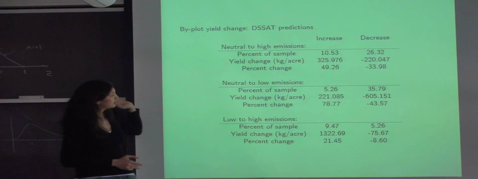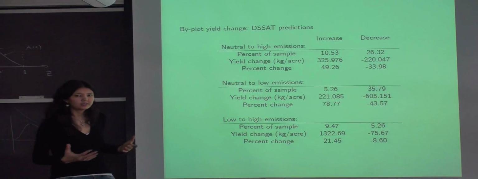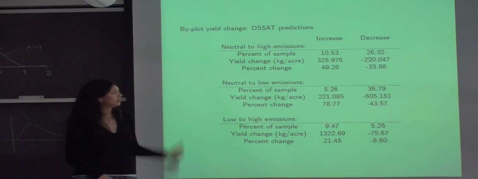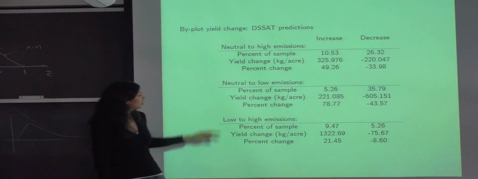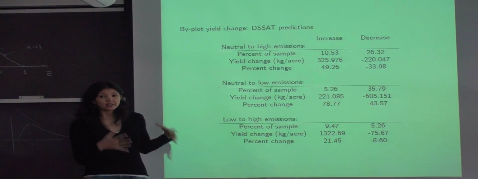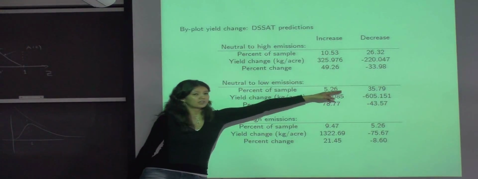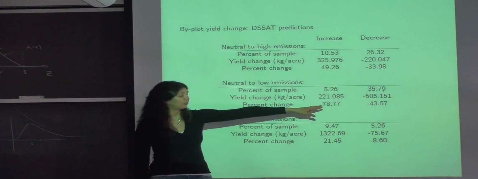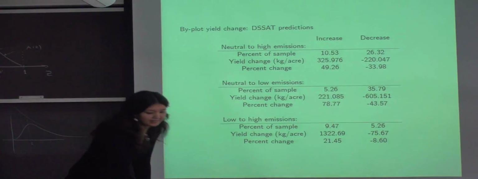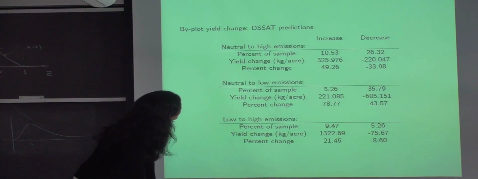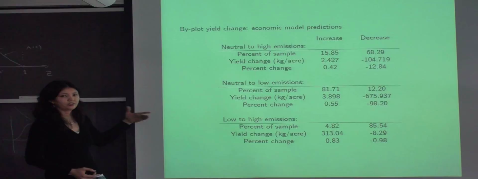So again, here we see that yields decrease according to DSAT, and they decrease more under the low emissions scenario, even when we look at individual plots. The decrease is stronger under the low emissions scenario in two ways. First, more plots are affected, and also the magnitude of the change is much higher under the low emissions scenario than the high emissions scenario. Then when we look at the model predictions, the results are very different.